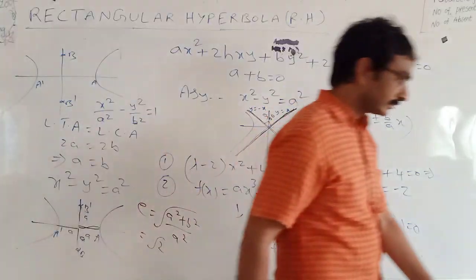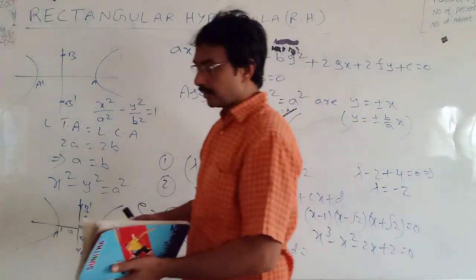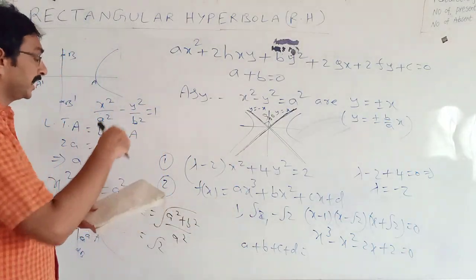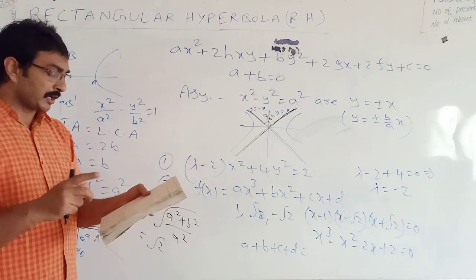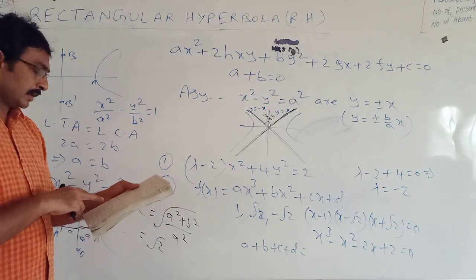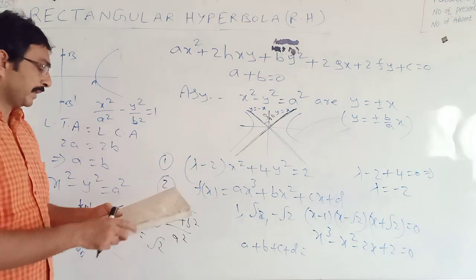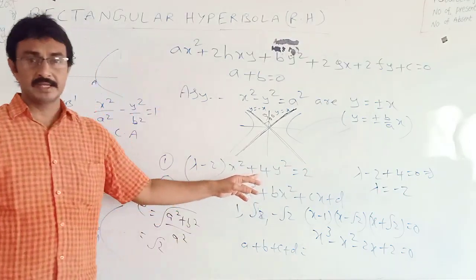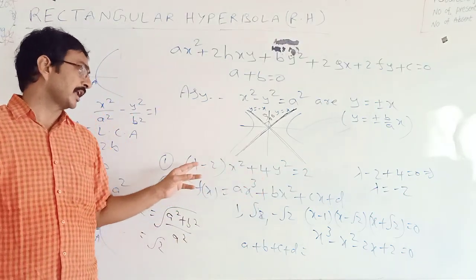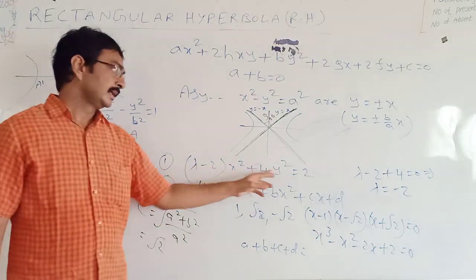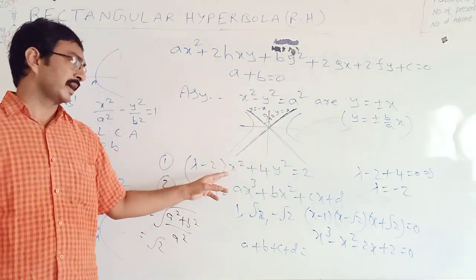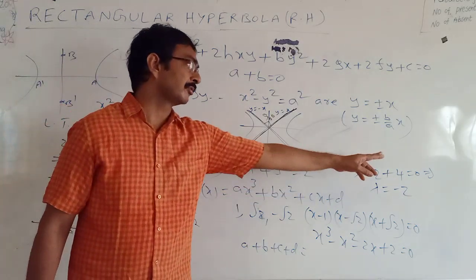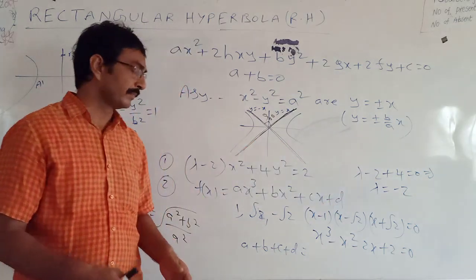See the problems related to this. All of you see the class notes while I am reading the problem. See first problem. If lambda minus 2 into x square plus 4y square equal to 2 represents a rectangular hyperbola, find the unknown value lambda. So the equation represents a rectangular hyperbola means coefficient of x square plus coefficient of y square equal to 0. That means lambda minus 2 plus 4 equal to 0 implies lambda equal to minus 2.